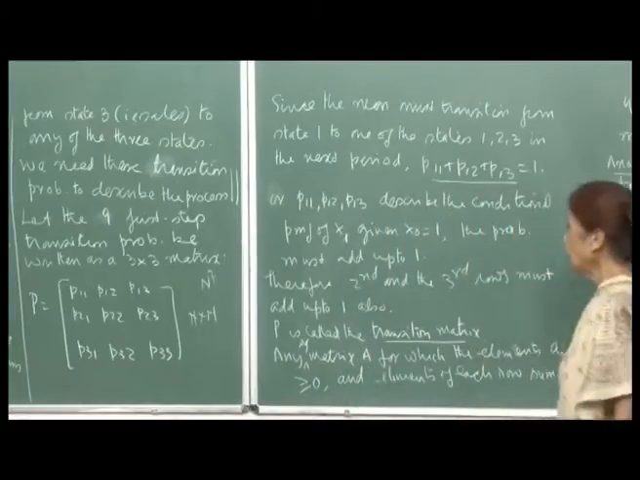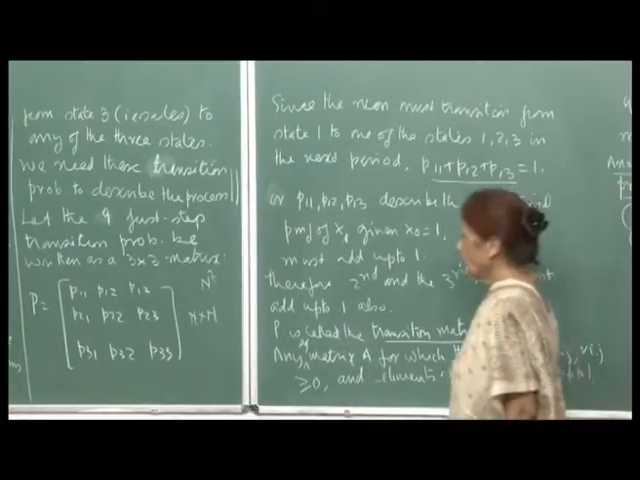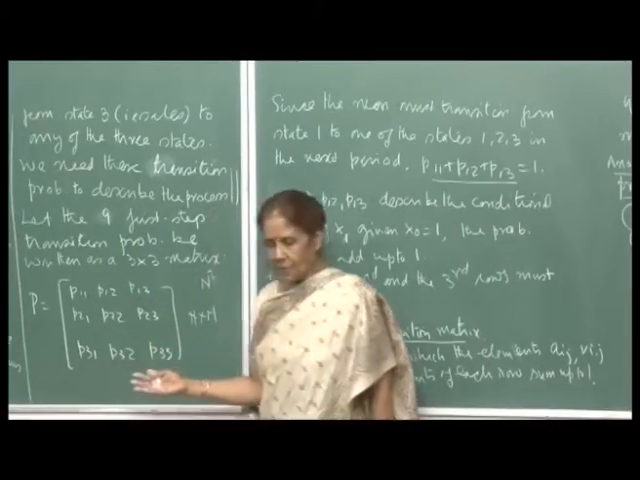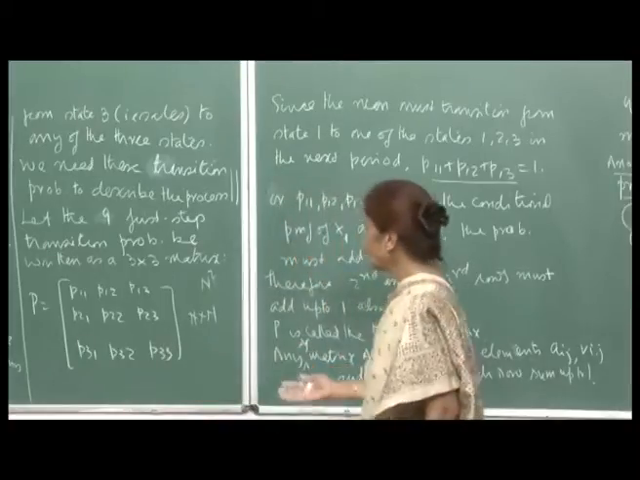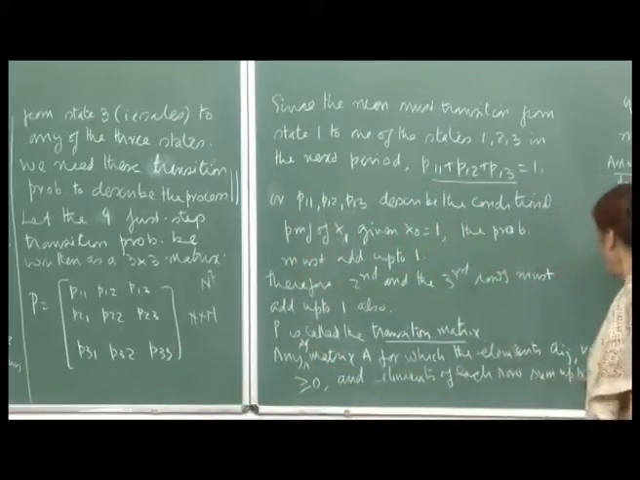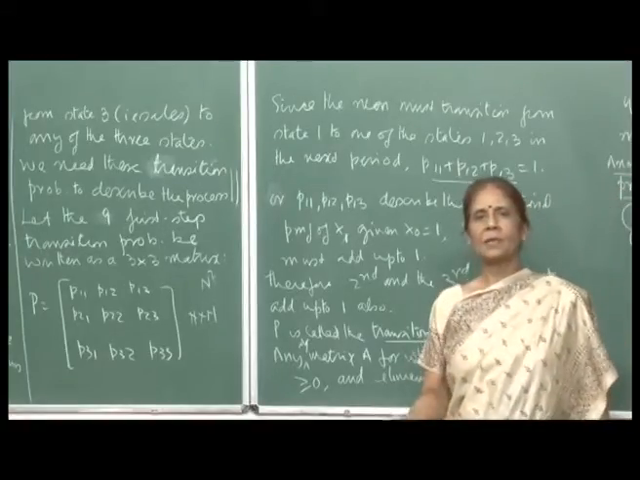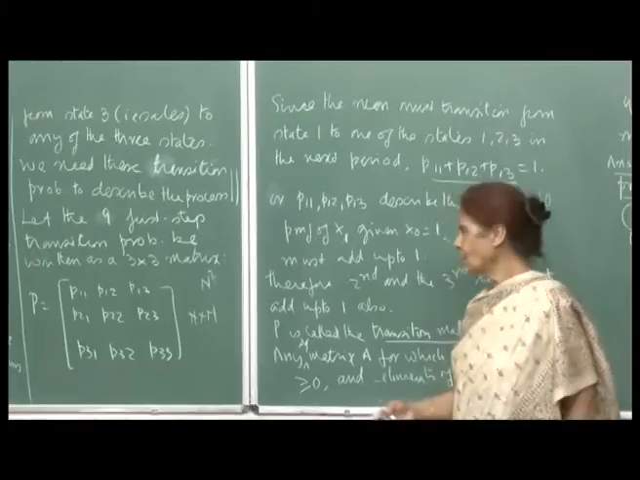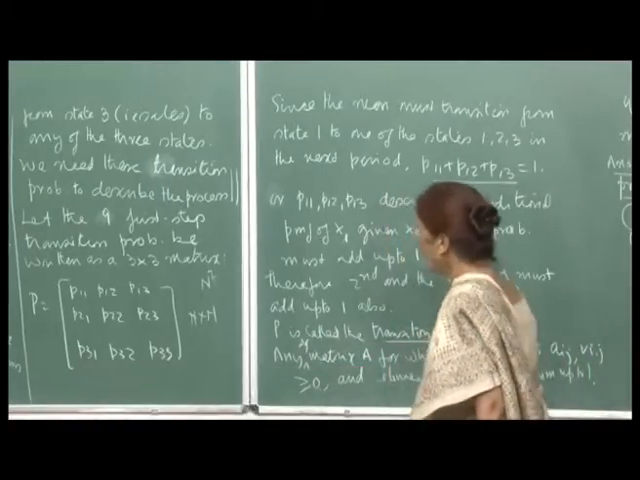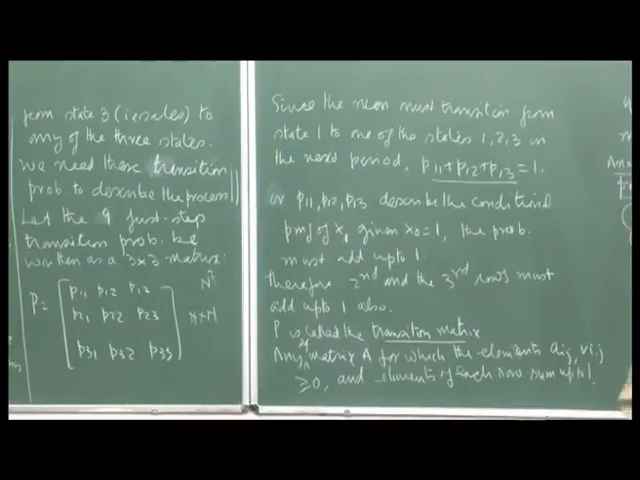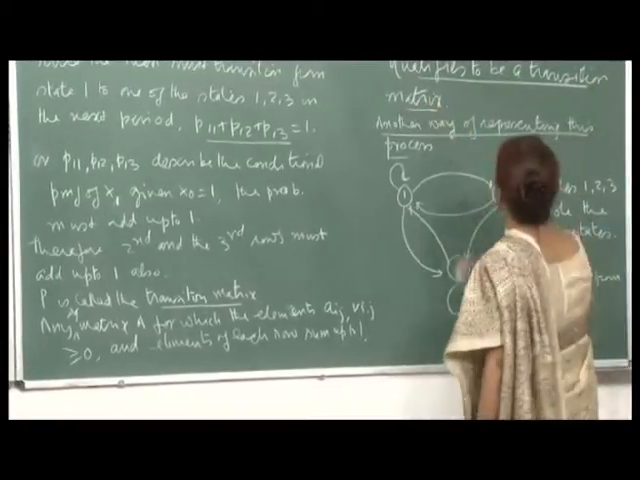Now, because these are probabilities, they have to be non-negative numbers. So, any square matrix A which has all elements non-negative, and the rows add up to 1, will qualify to be a transition matrix. That means, we can say that there must be a stochastic process which can be associated with such a matrix. So, all entries are non-negative, and the elements of every row add up to 1. So, this will qualify to be a transition matrix.